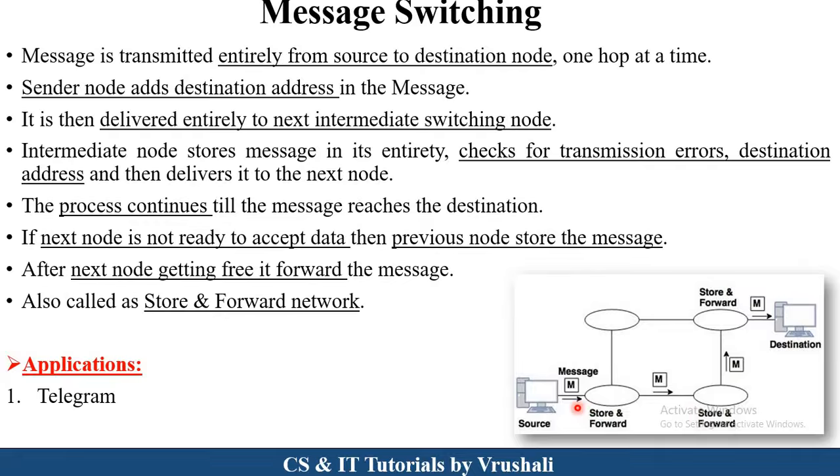Sometimes what happens, suppose this node sends information to this intermediate node and this node is busy in some other communication. So this intermediate node stores the message and goes to a waiting state. It waits until a particular intermediate node is free. So basically this is called a store and forward network. And message switching is used in the Telegram application.